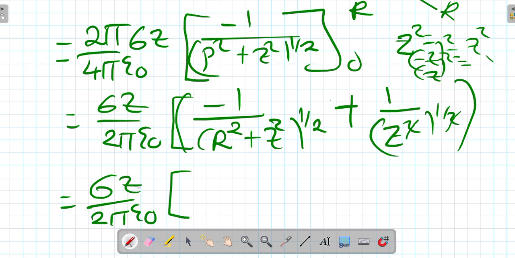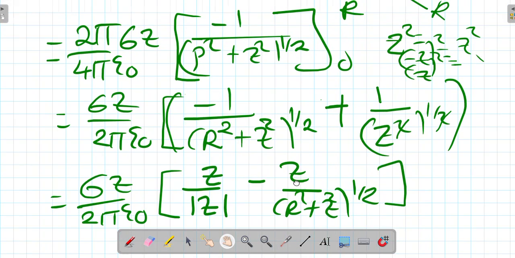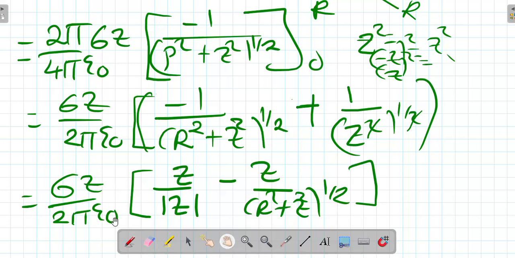Let me not confuse you further. So z multiplied by 1, you're going to have z over, because of the z squared, we're going to put the absolute value of z for now. Then negative z, I'm multiplying by this z outside, over r squared plus z squared, the power 1 over 2. No, I have to cancel out this z because I've already multiplied it throughout. So this will be the answer for the disk.